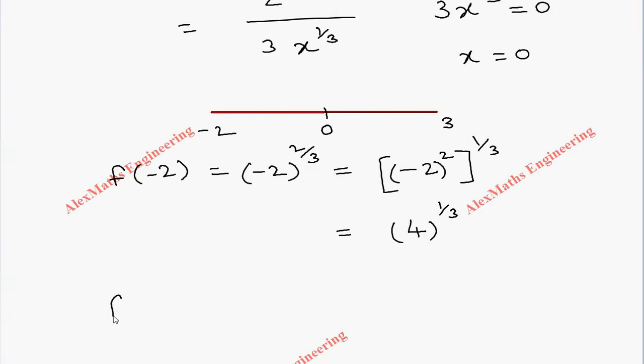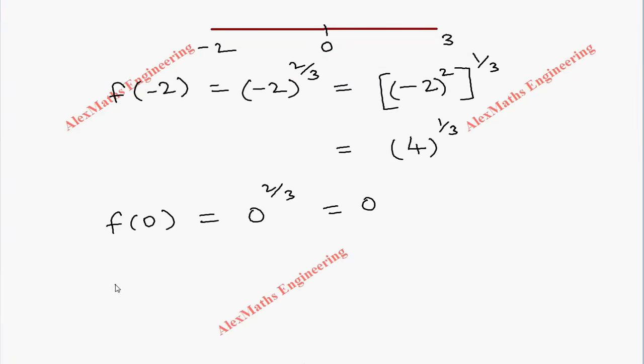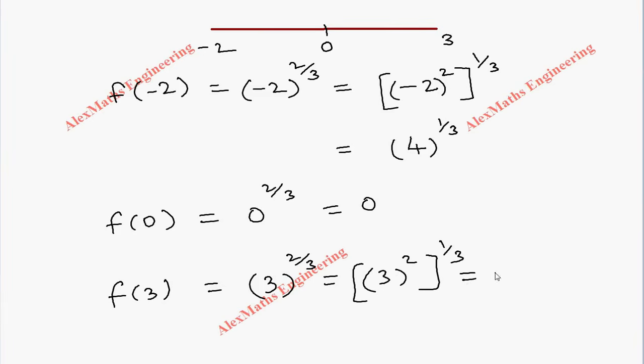Next value is 0. F of 0 gives 0 power 2 by 3, and it is 0. The other value is 3. So f of 3 is 3 power 2 by 3, which can be rewritten as 3 square whole power 1 by 3. 3 square is 9, so 9 power 1 by 3. From this we can see the minimum value is 0 and the maximum value is 9 power 1 by 3. Comparing to 4 power 1 by 3, 9 power 1 by 3 is larger.